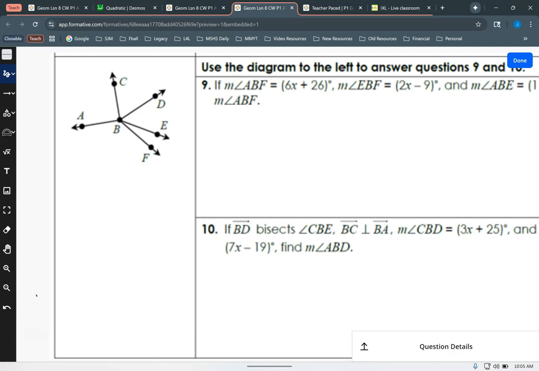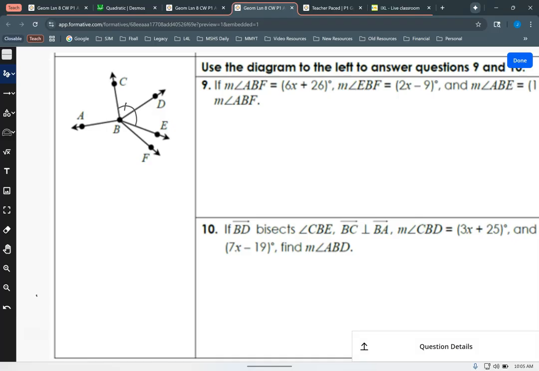If ray BD bisects angle CBE, okay, what does it mean to bisect an angle? Split it into two congruent parts, right? So as soon as we see that language there, now we know something. We know that angle CBD and angle DBE are the same because ray BD bisected angle CBE. Does that make sense? Now, we can mark that on our diagram. I could put a little mark through here like that on my diagram, and that would tell me that angle CBD and angle DBE are congruent.